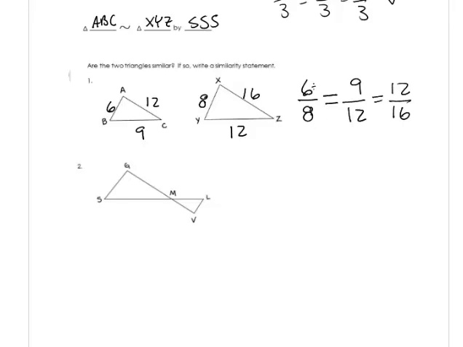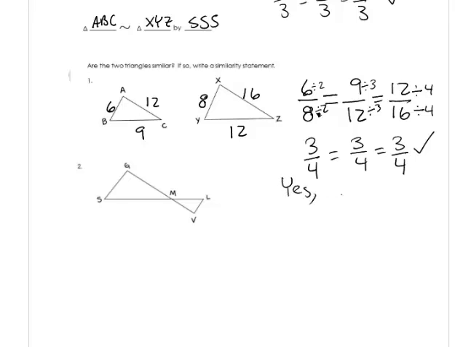6 over 8, those are both divisible by 2. So that's going to make 3 over 4. 9 and 12, both divisible by 3. That's going to make 3 over 4. And then 12 over 16, both divisible by 4. That makes 3 over 4. So in this case, since all those fractions simplified out to be the same thing, the answer is yes, the triangles are similar. And then you'd say triangle ABC is similar to triangle XYZ.